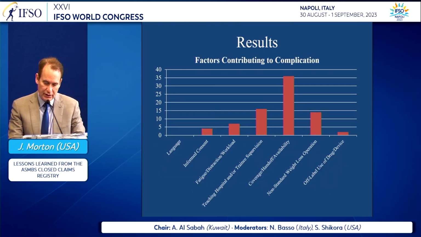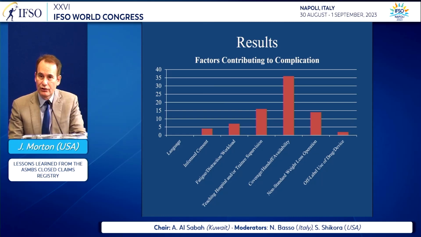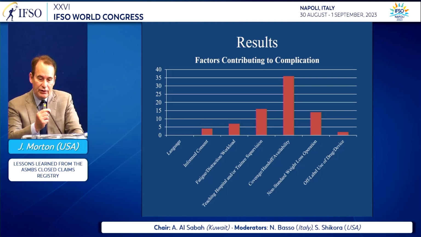Factors contributing to complication I've already highlighted, which is around coverage and handoffs. Handoffs are a key aspect of patient safety. We cannot be on call all the time, so inevitably somebody will cover for us, but you should be formal in your handoffs, something that is written or in the electronic medical record.